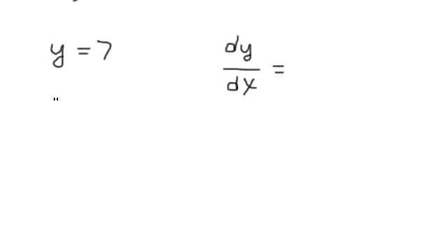Alright, so we would say dy. Now we notice that there's no x over here. Okay, there's not an x. This says with respect to x, but there's not an x. But I'm going to write dy over dx is equal to 0. So the derivative of a constant is 0.